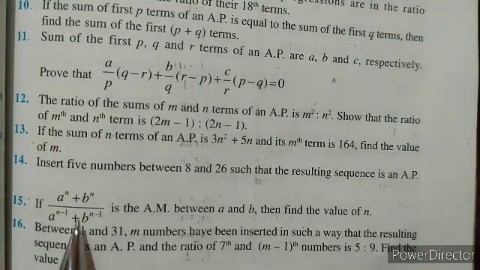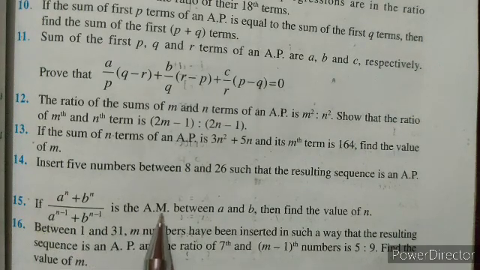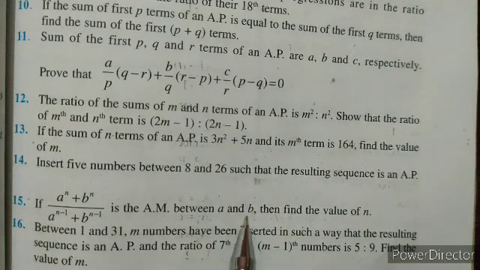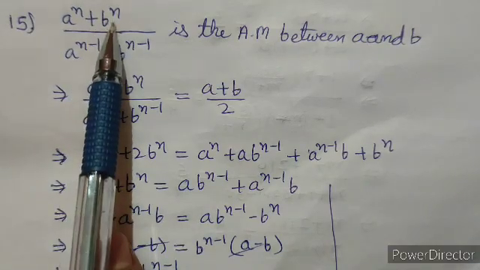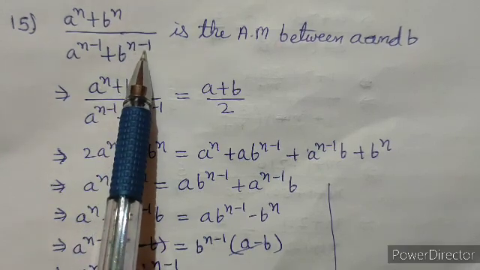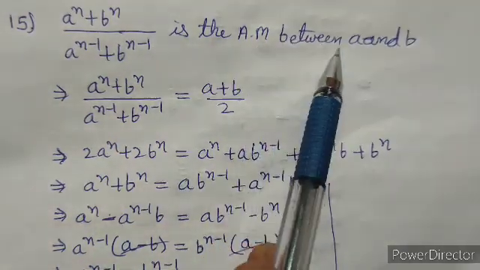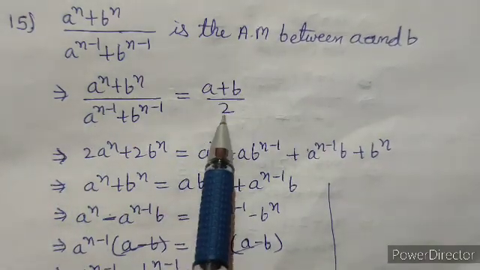Now in question number 15, if (a raised to power n plus b raised to power n) upon (a raised to power n minus 1 plus b raised to power n minus 1) is the AM, that is arithmetic mean between a and b, then find the value of n. Here (a raised to power n plus b raised to power n) upon (a raised to power n minus 1 plus b raised to power n minus 1) is the arithmetic mean between a and b. That means this will be equal to (a plus b) upon 2.